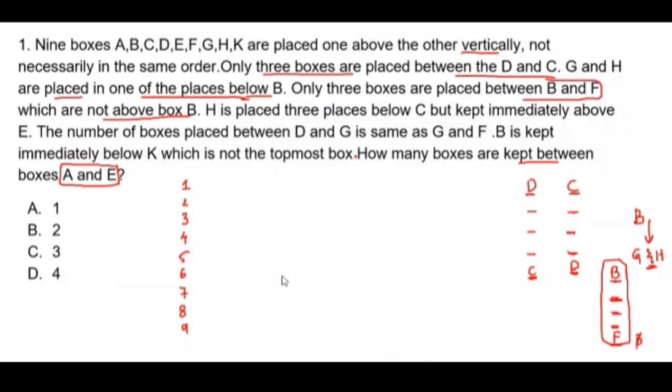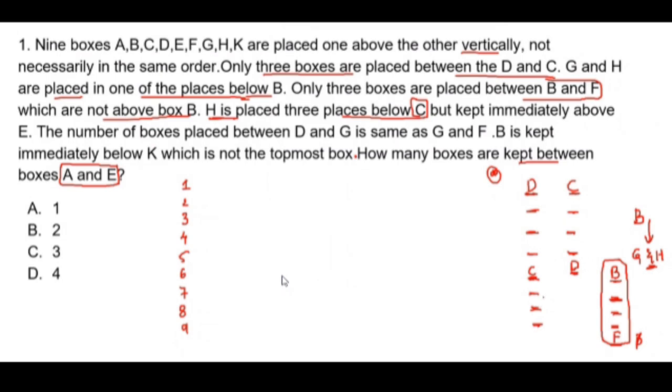Right? Now H is placed 3 places below C, but kept immediately above E. Right, everybody? We'll try to use this information. H is placed 3 places below C. Now we have 2 possibilities for C, yes or no? For example, let me take this. H is placed 3 places below this. Below this, place 1, 2, 3. Now we'll count the number of places. 1, 2, 3, 4, 5, 6, 7, 8. Yes, totally 9. Yeah, this is possible, no problem.